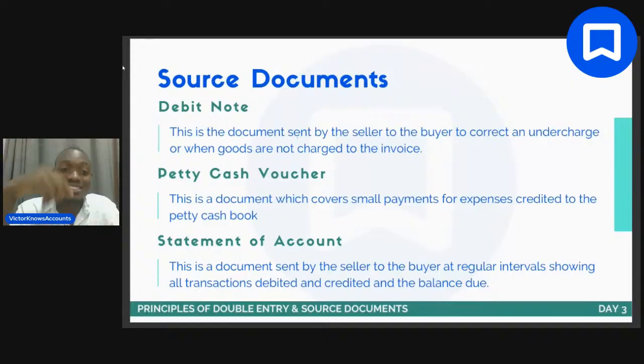So what they do is they send a debit note to tell you that there is an undercharge so that they can correct it. So it means that a debit note increases your liability as a customer, while the credit note reduces your liability. Debit note increases your liability as a customer. It increases your debt, while credit note reduces your debt. All right, that's the way credit note and debit note work.